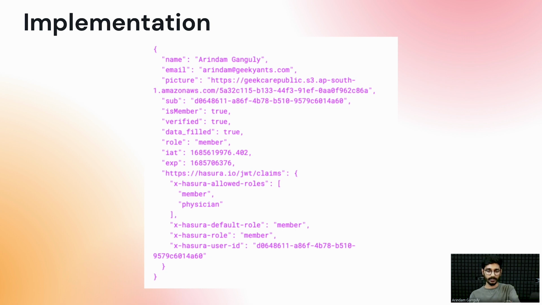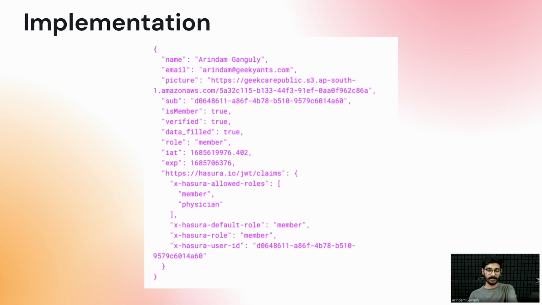So this is a decoded version of my JWT. That's how it looks. For this particular user, the role is member, right? And the allowed roles, if you also look down in the JWT claims, we have also passed the allowed roles over here. So right now we're accepting only two roles, which are member and physician. And for this particular user, the role is member.